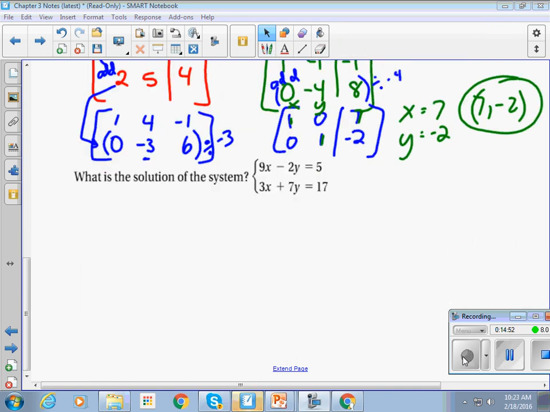So just do a double check. You need x, then y equals your number. And in this case, we have that.